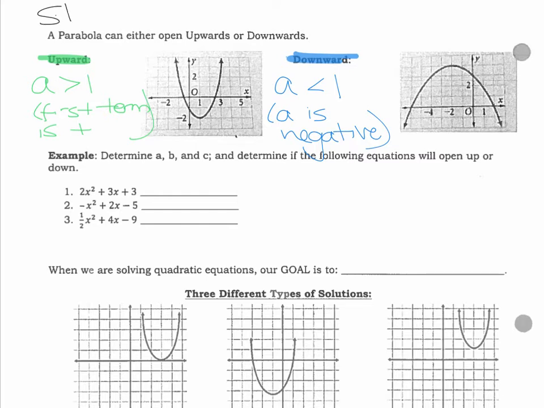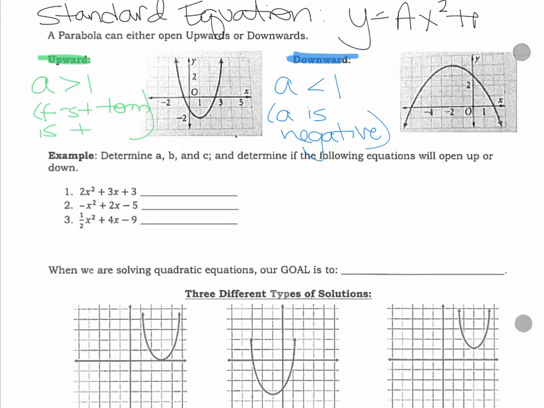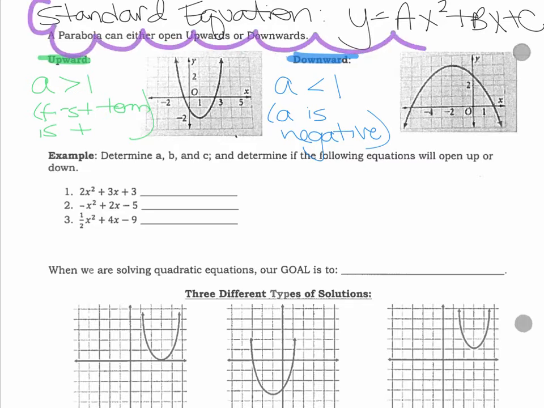Quadratics have a standard equation. We got to write this down. Standard equation. Y equals ax squared plus bx plus c. This is my standard equation for parabolas. Notice A is right here. When this number is positive, it opens up. When that number is negative, it opens down.